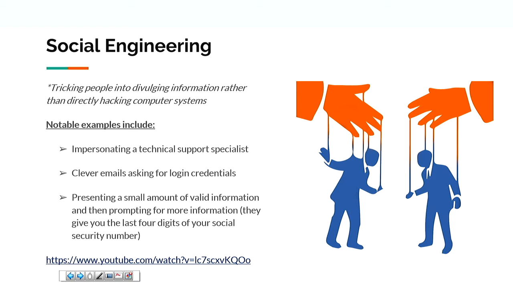A lot of times they'll present a little bit of information and then they'll probe for more. So let's say they already have access to maybe the last 4 digits of your social security number. They can use that information to then get you to divulge more information.